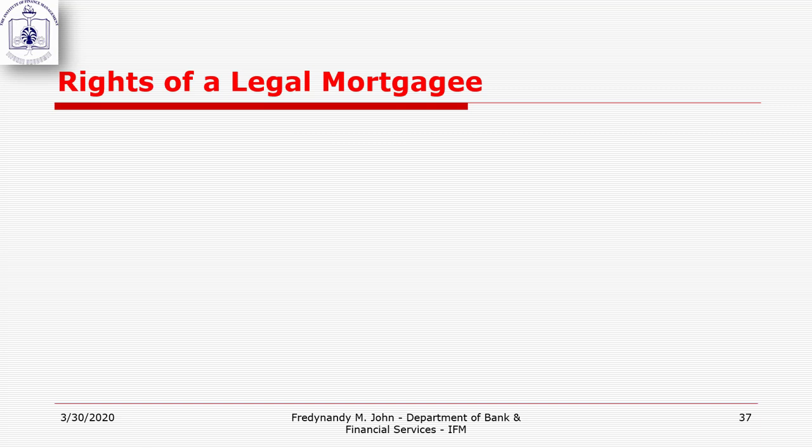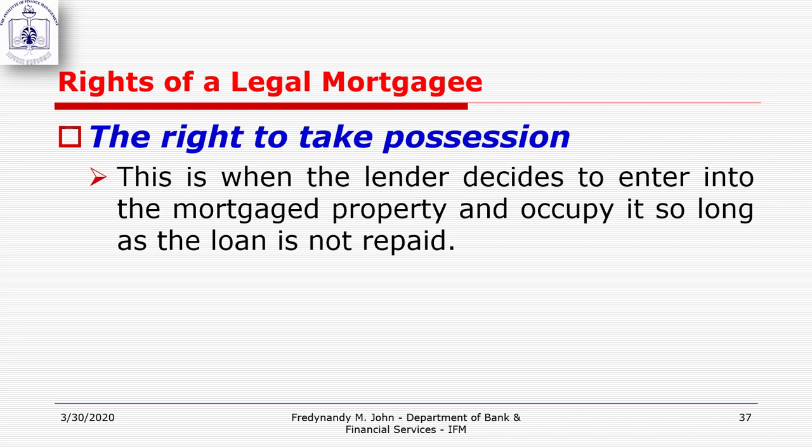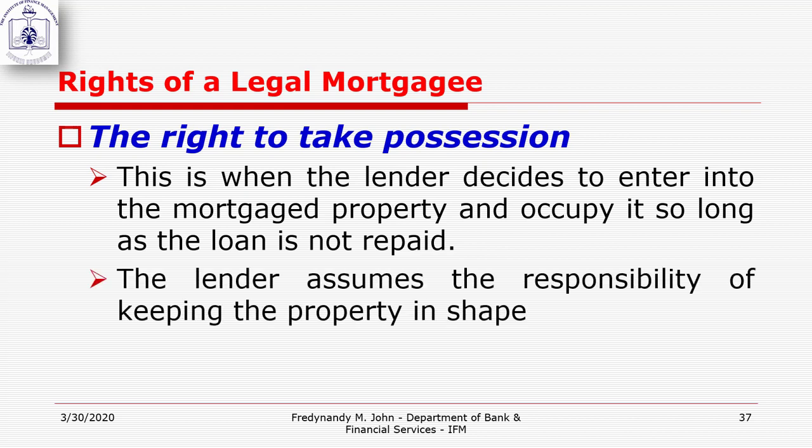Now let's discuss another right, that is the right to take possession. The right to take possession allows the mortgagee, that is the banker, to enter into the mortgaged property and occupy it as long as the loan is not repaid. So let's assume this is the building, and the building was mortgaged. Therefore, a banker is allowed to take some rooms in that particular building.